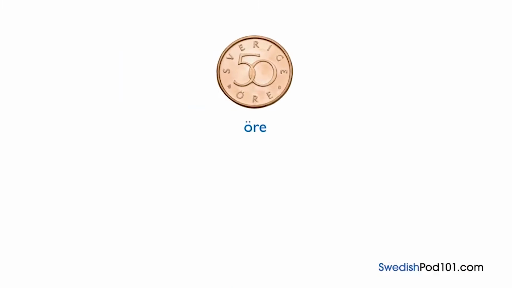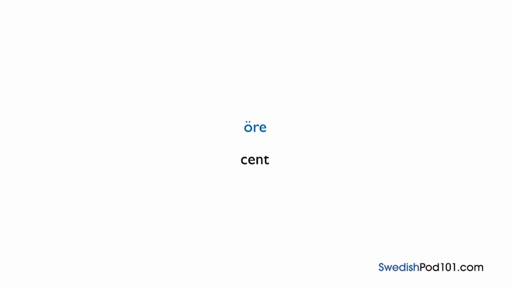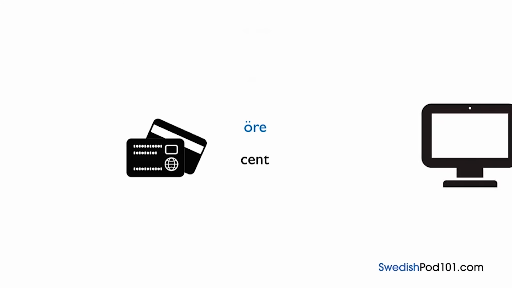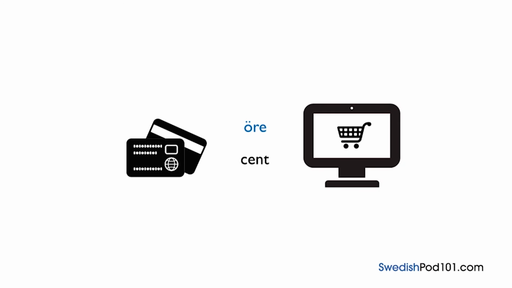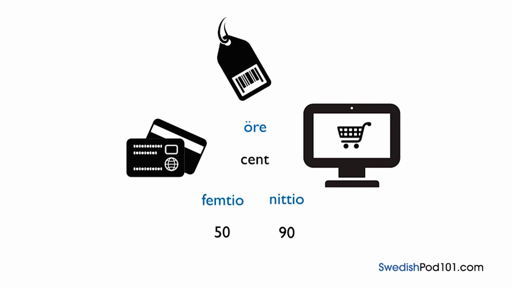Öre is the lowest Swedish currency value. However, as of 2012, the öre, which means cent, has been discontinued as a physical coin and now only exists in digital currency like credit cards or internet shopping. So, you will encounter öre on price tags and such. The two most common values of öre you will encounter are 50 and 90.